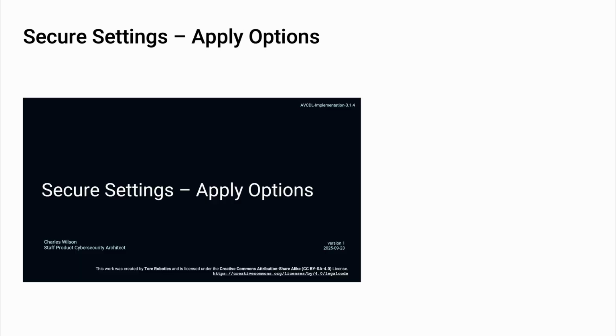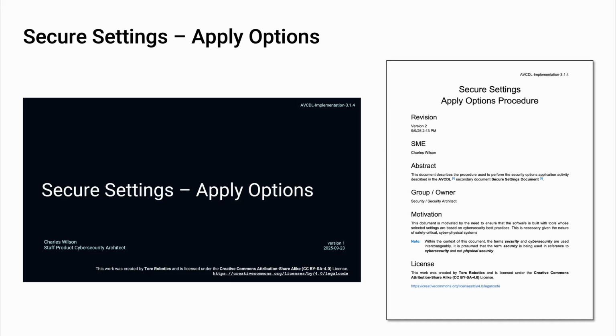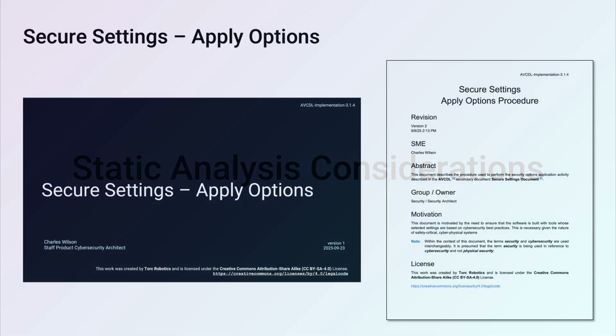Finally, the Secure Settings Apply Options training goes along with the Secure Settings Apply Options procedure. The focus here is on the DevOps SME, tasked with taking the options selected for the application to a particular element and making the adjustments to the build system to integrate those changes.